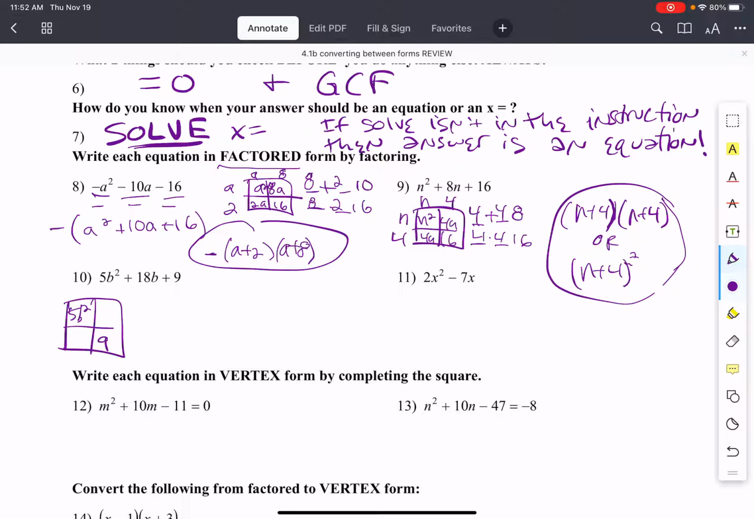Now, everything is the same in my puzzle and in my box until I get to the second part of my puzzle. Anybody remember the one thing I have to do that's different when I can't get rid of the 5? Zaxon. Multiply what? Yeah, I have to multiply first times last. So my two numbers are going to be 18 and 45.